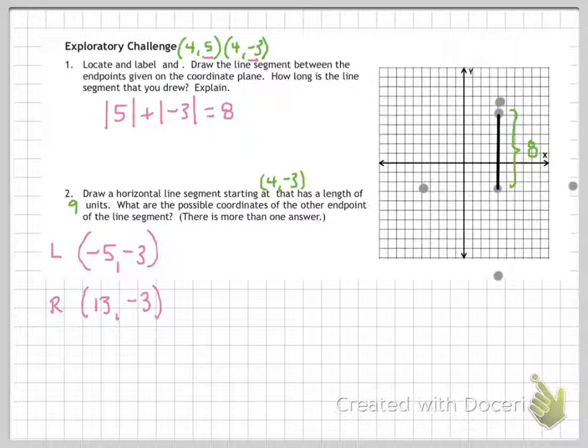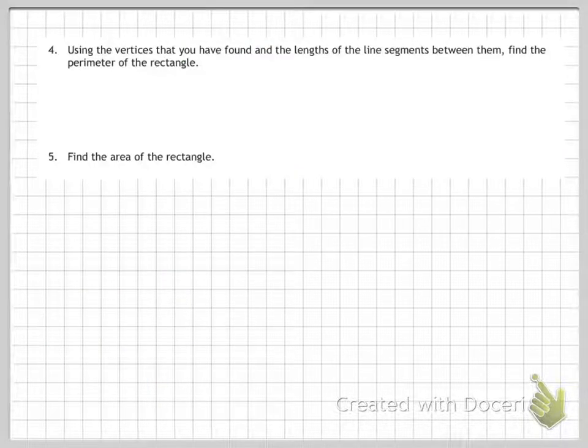If I move it up, then my X value is going to stay the same, 4, but my Y value will change. It'll go up 9, so 3 plus another 6, so I'm going to be at +6. So 4, 6. And if I move down as the other possibility, my X value stays the same, and my Y value would change by getting more negative. 9 more negative is -12. So there's your possibilities.